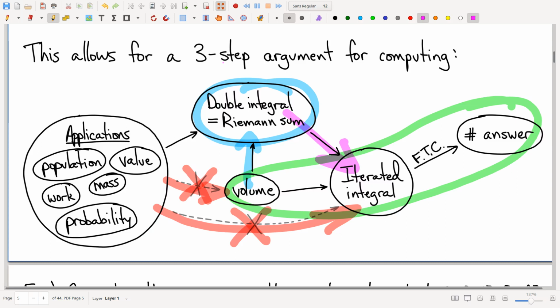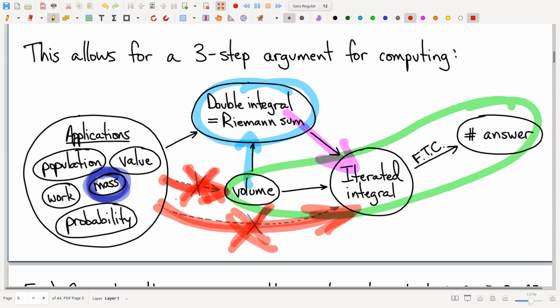Right. And with that noted, I still want to do applications. How am I going to compute, for example, mass distributed across an area? I can't argue that it's an iterated integral. It doesn't make any sense. Units don't work out. I can't argue that it's volume. That's a non-starter. Mass isn't volume. There's no reason to believe it should be.